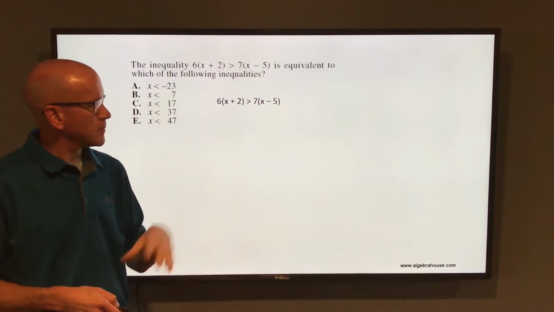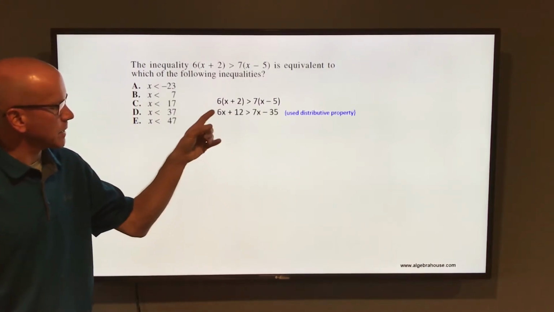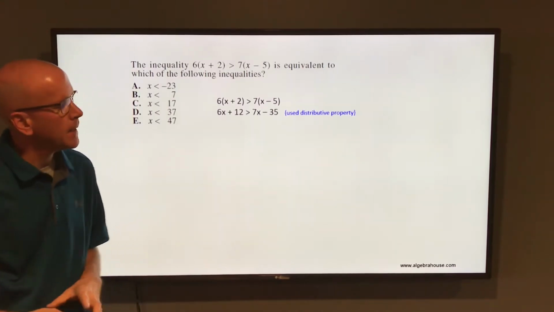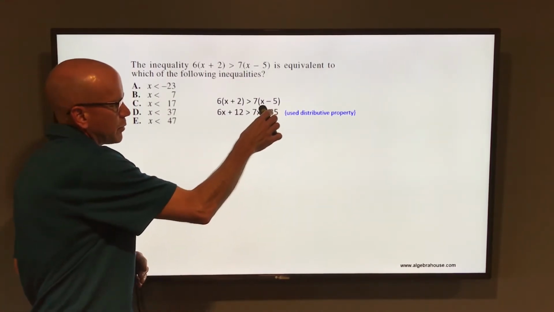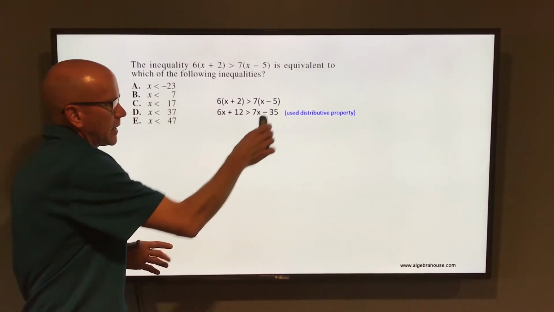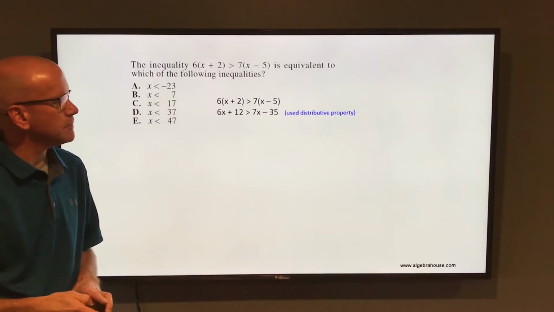6 times the quantity x plus 2, we're going to use the distributive property. The 6, take 6 times x, that is 6x, and 6 times 2 would be 12. Then distribute the 7 through the second set of parentheses. 7 times x is 7x, and 7 times negative 5, watch your signs, it's negative 35.